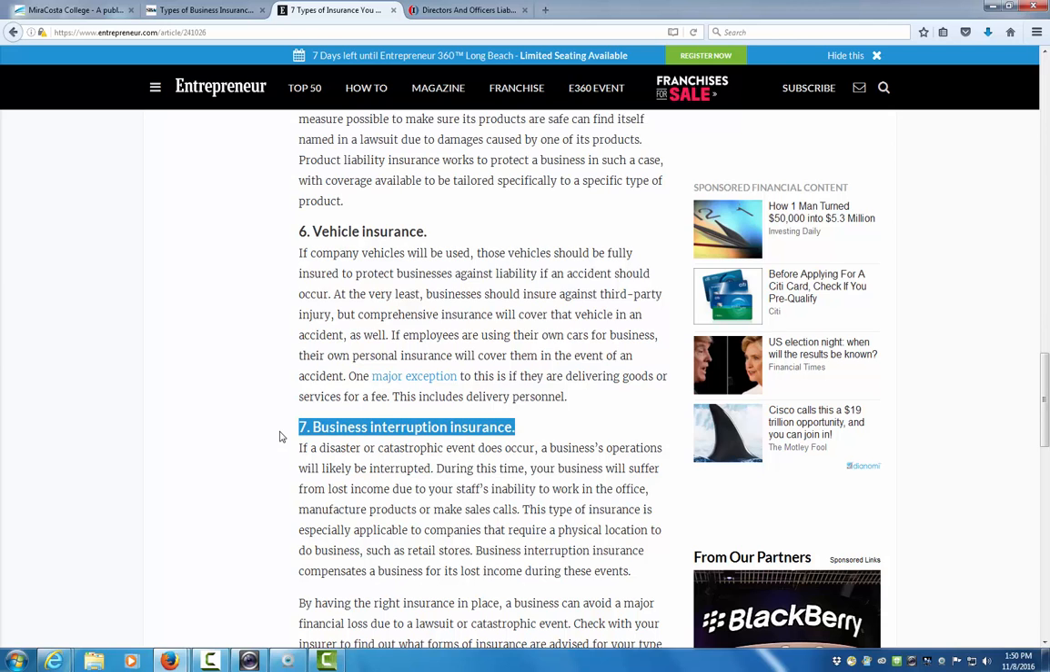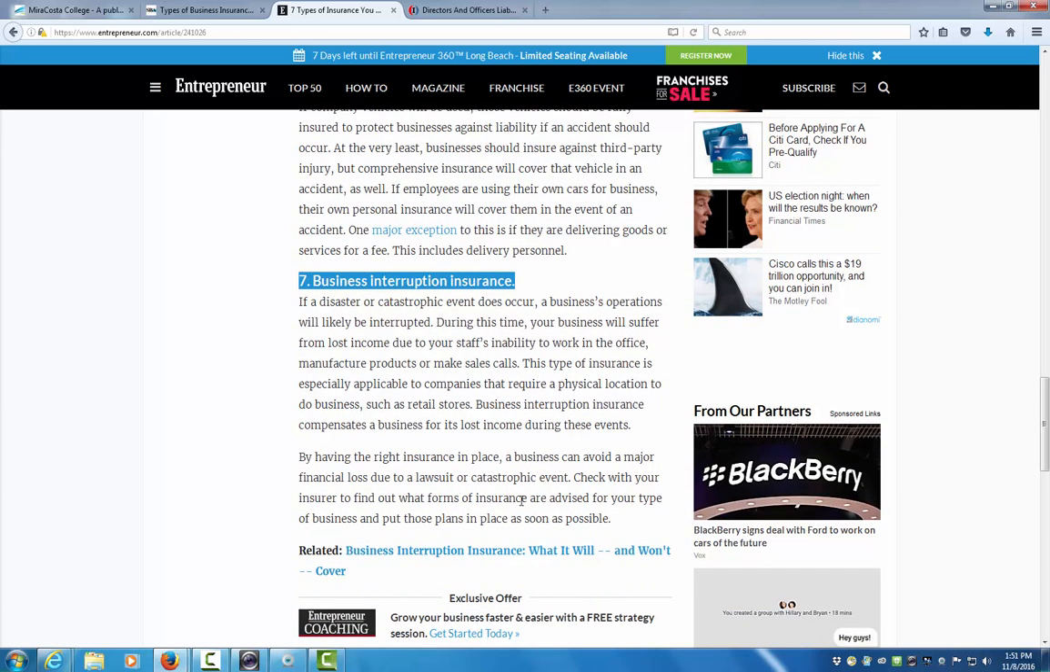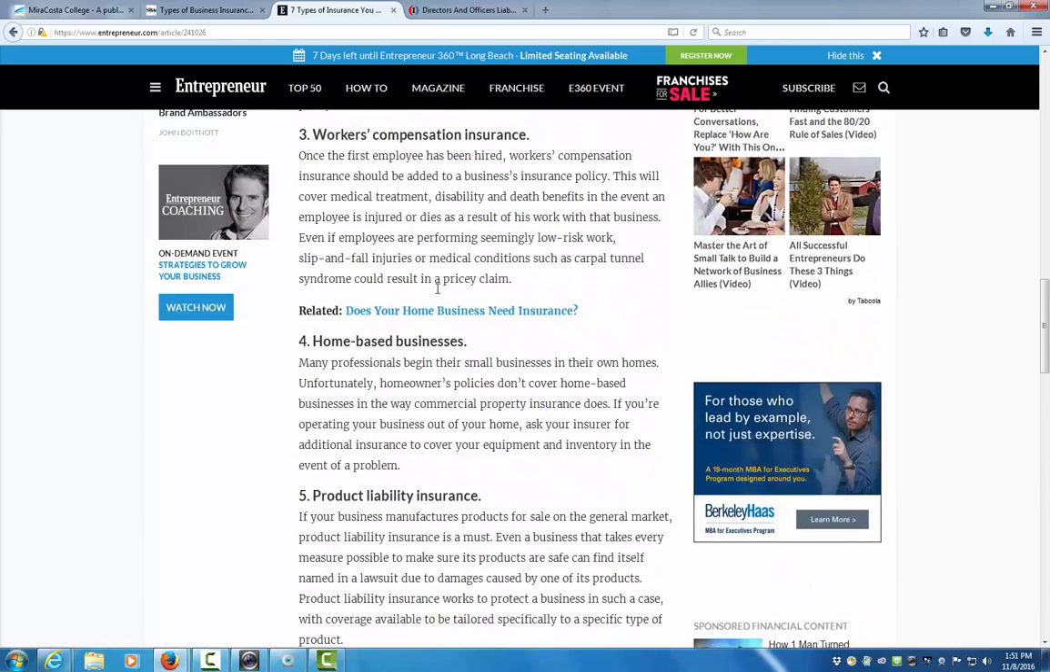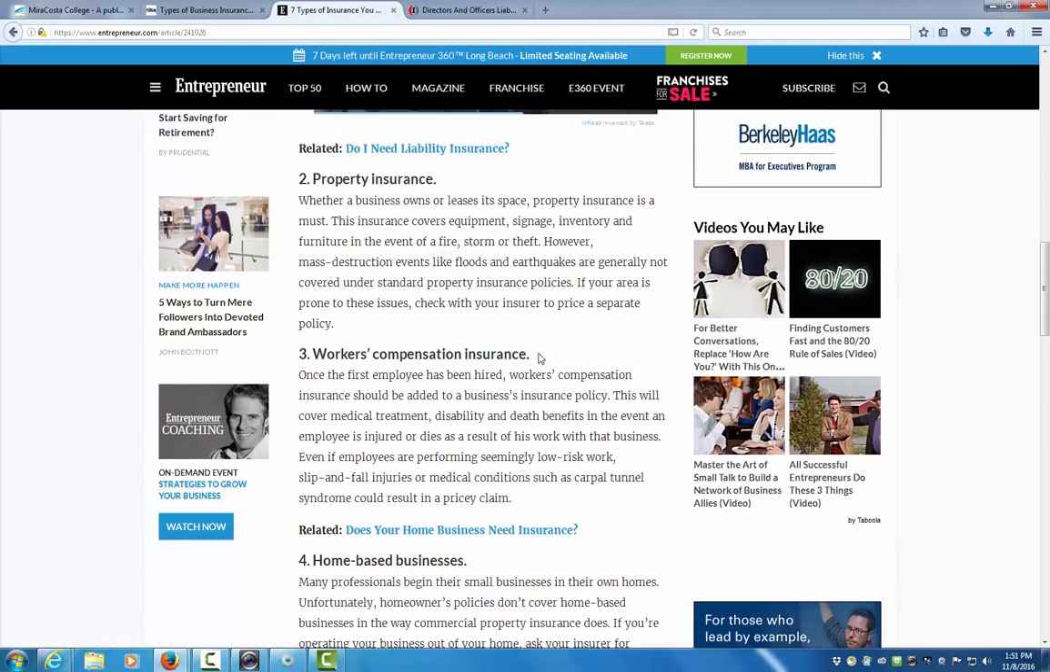If you have a disaster or a catastrophic event and your business operations are interrupted, then you're obviously going to suffer losses due to your inability to work in your office, manufacture products, make sales calls, whatever it is that you do in your office. So a business interruption insurance policy, by having that in place, will help you avoid a major financial loss. So that's another type of insurance. Business interruption insurance, in addition to workers' compensation insurance, are two of the other additional ones.